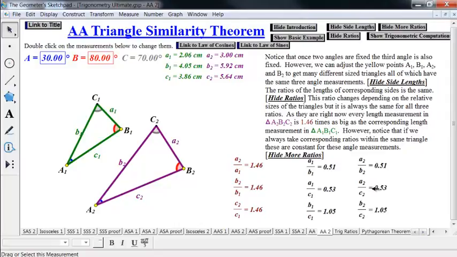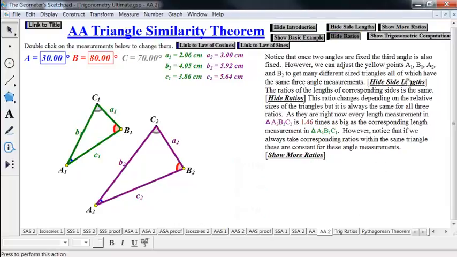So that's kind of another way you can look at this. These three numbers here are not the same as each other, but they're the same from triangle to triangle. And it's really this last fact that's going to make it possible for us to define trigonometric ratios, sine, cosine, and tangent, and use those to develop trigonometry. So this triangle similarity theorem is really the basis of all of Euclidean trigonometry.